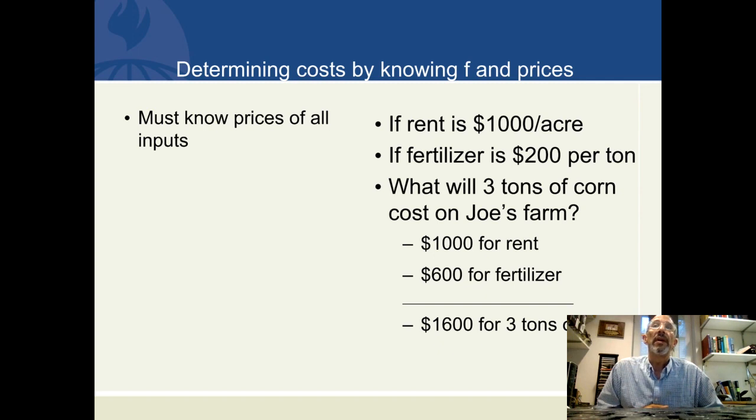Finally, let's talk about the cost function. If Joe knows the prices of all the inputs, then he can quickly determine how much it will cost him to make the profit maximizing amount of corn this year. Let's disclose the prices in this economy. Let's say that rent is $1,000 an acre. Let's say that fertilizer is $200 per ton. And so we can quickly calculate how much it will cost Joe for his farm production. It'll be $1,000 for his 1 acre, and 3 times 200 is $600 for fertilizer, and so it'll cost $1,600 to make the 3 tons of corn.